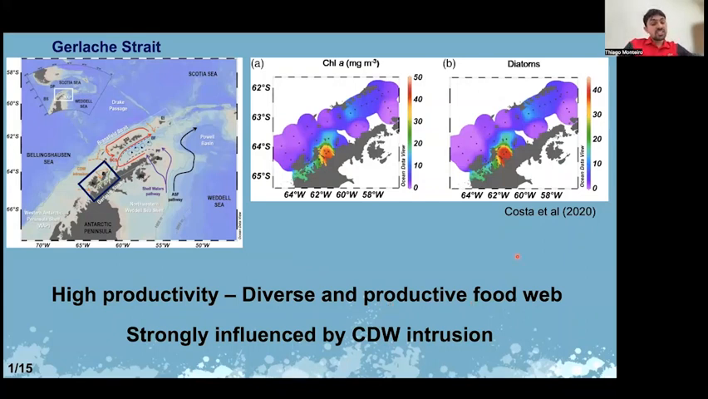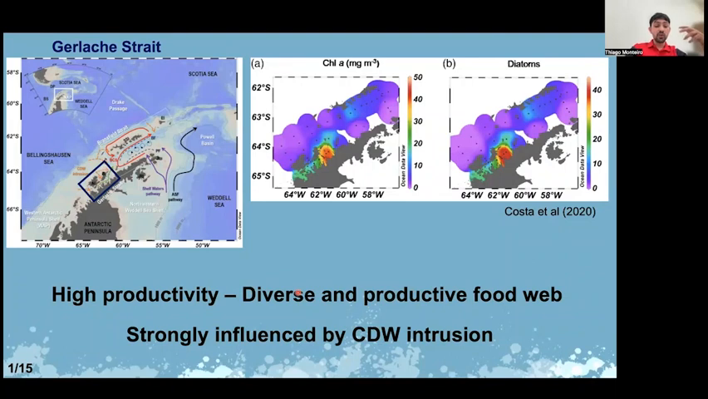And another important aspect here in the Gerlache Strait is that this region is one of the most impacted regions along the Northern Antarctic Peninsula by the intrusions of the CDW, the circumpolar deep water. So in this figure here, the intrusions of the circumpolar deep water are represented by these arrows in orange. So we have influence of the circumpolar deep water intrusions in the southern end of the Gerlache Strait, in the middle, the Schollaert Channel, and in the northern part as well.